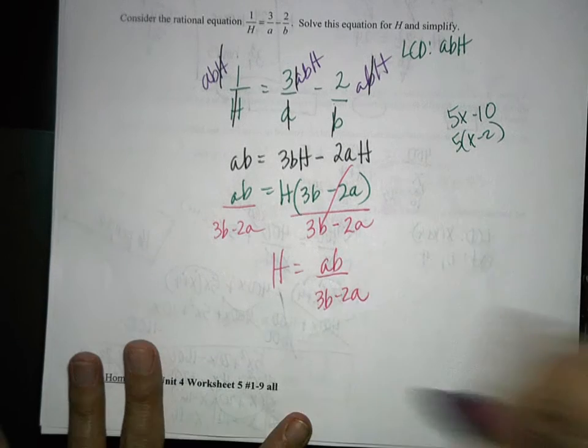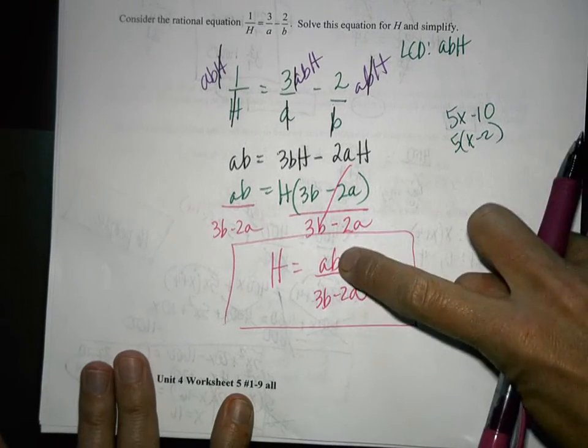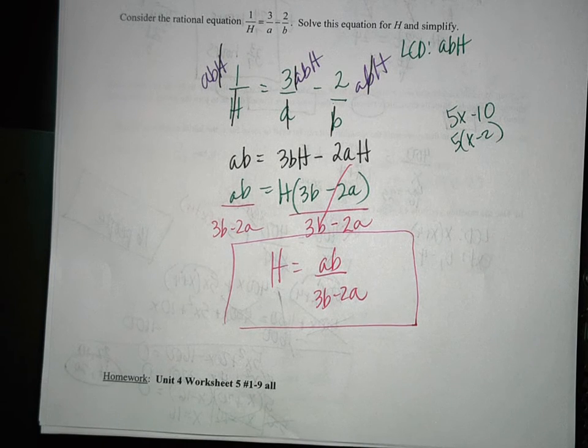Is there anything that I can factor out here? No. And this is a monomial. This is a binomial. We cannot cancel those. We can't reduce those unless they're exactly the same. Okay? That's it.